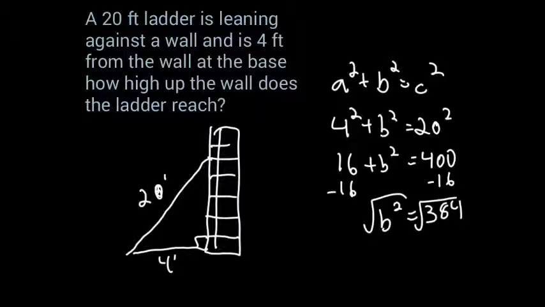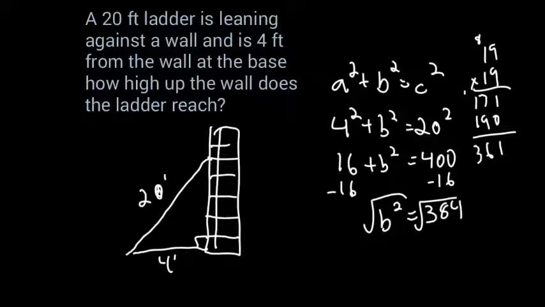But not a lot, because you can check yourself by doing 19 squared. I didn't give that to you in the list, but anytime they're not on the list, you can always multiply and get something close. So 9 times 9 is 81, and 19 squared would be 361. So it would be somewhere between 19 and 20. Now 384 is about halfway between the two, so I'm going to estimate this to be about 19 and a half. So that ladder would reach about 19 and a half feet up the wall.